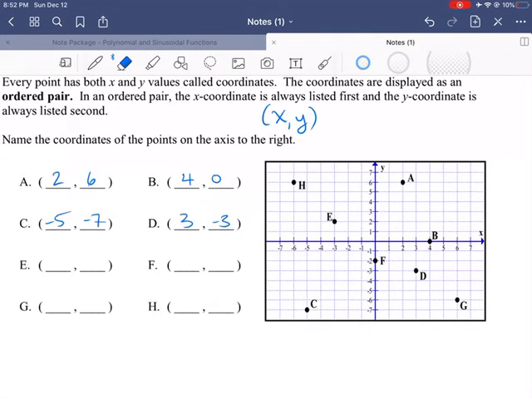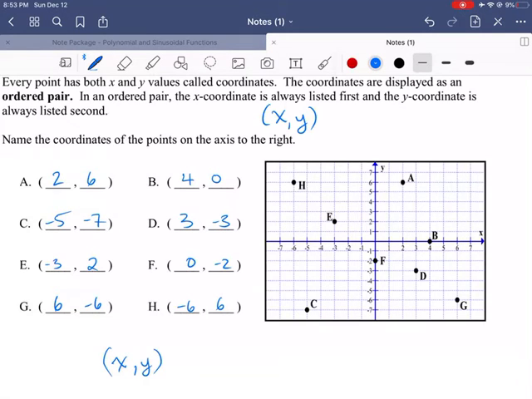Now I want you to pause the video, try E, F, G, and H, and then click play and see if you get it. So E is going to be at -3 and 2, F is at 0, -2, G is at 6, -6, and H is -6 and 6. So it is always the x coordinate, then the y coordinate.